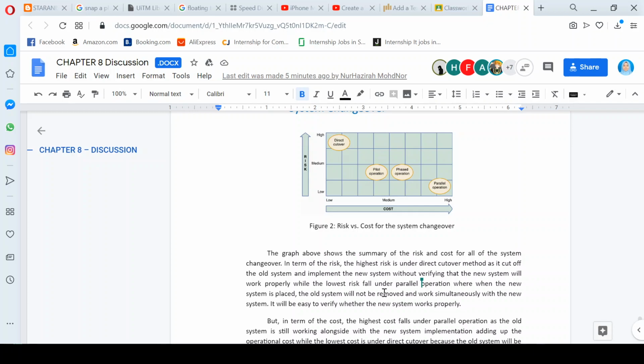Bukan pilot je, apa? Kalau satu group je guna tu bukan pilot ke? Yelah pilot. Saya pilih pilot. Saya rasa pilot yang paling bagus.